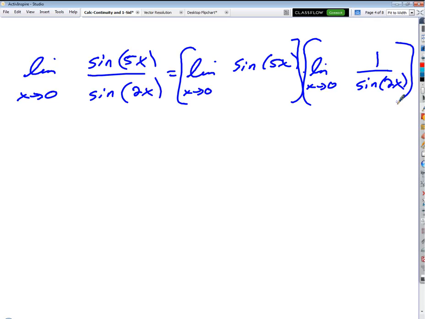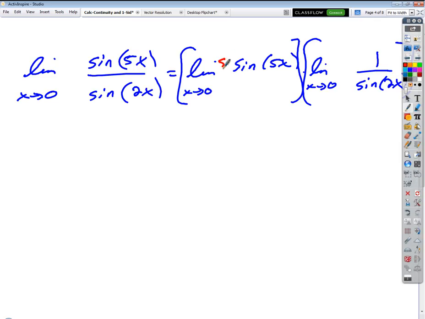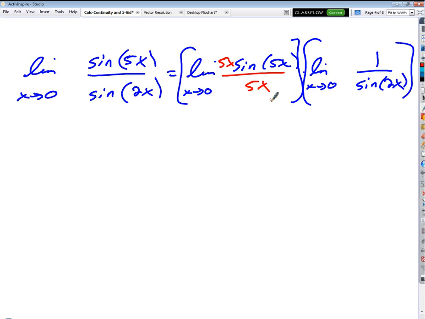What's my theta going to be in the first one? 5x, right? So how am I going to get a 5x on the bottom? Okay, but I can't just multiply the bottom because that's changing the fraction. 1 over 5x. Top and bottom by 5x, right? What if I multiply top and bottom by 5x? I've just multiplied sine 5x by 1, so I haven't changed the value.